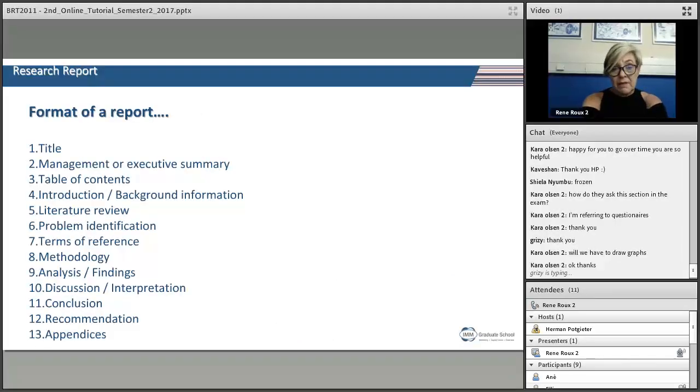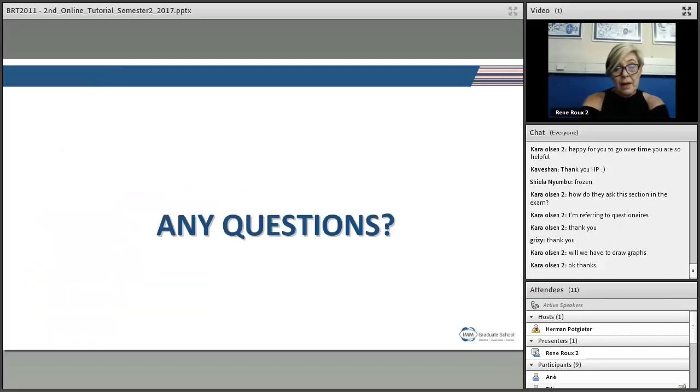And then your report, these are the elements that you have to cover in a report. You always start with the title, then followed by the management report or the executive summary, your table of contents, introduction, background, any literature review that you did, problem identification, terms of reference, the methodology, the findings, any discussions, interpretations, your conclusion, your recommendation, and any appendices that you want to apply. And that is your preparation for the exam.